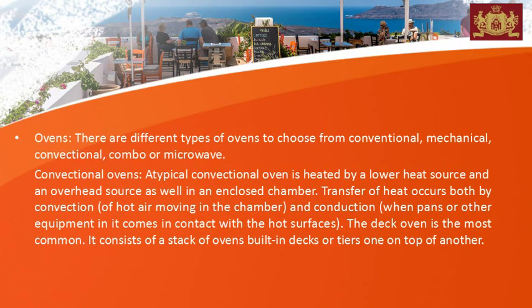Ovens. There are different types of ovens to choose from: conventional, mechanical, convectional, combo or microwave. Convectional ovens. A typical convectional oven is heated by a lower heat source and an overhead source as well in an enclosed chamber. Transfer of heat occurs both by convection, of hot air moving in the chamber, and conduction, when pans or other equipment in it comes in contact with the hot surfaces. The deck oven is the most common. It consists of a stack of ovens built in decks or tiers, one on top of another.